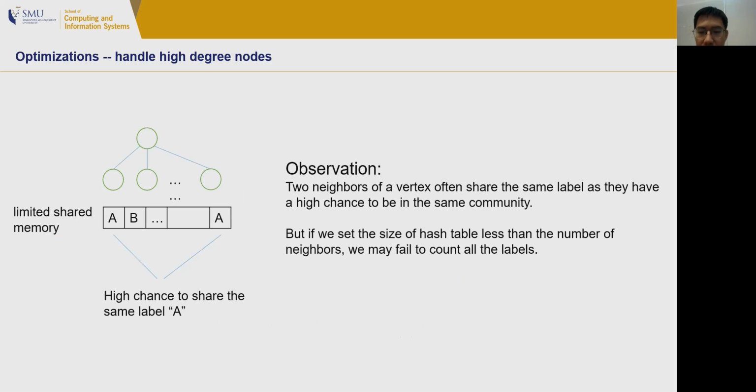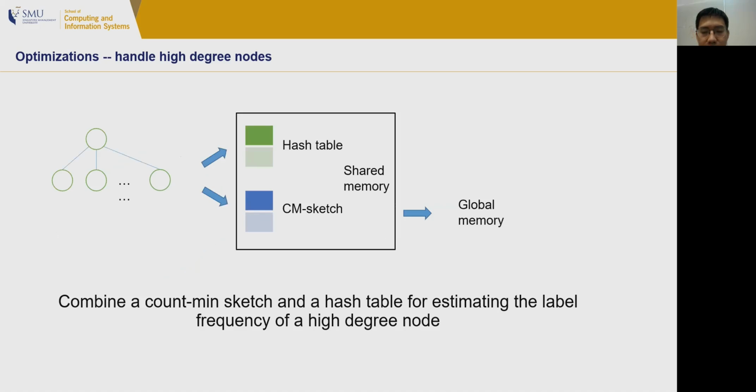We propose an optimization to maximize the shared memory usage, even if the label list does not fit into the shared memory. This is based on an important observation: 2 vertices often share the same label when they have a high chance to be in the same community. However, directly setting the size of the hash table smaller than the size of the label list is infeasible because we fail to count all the labels.